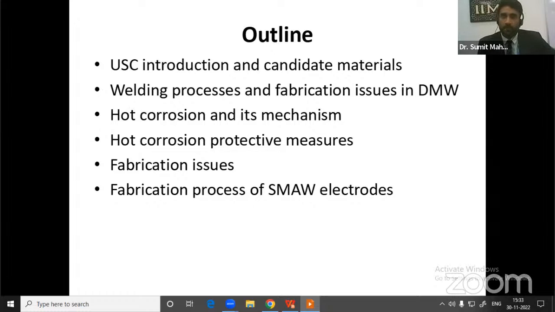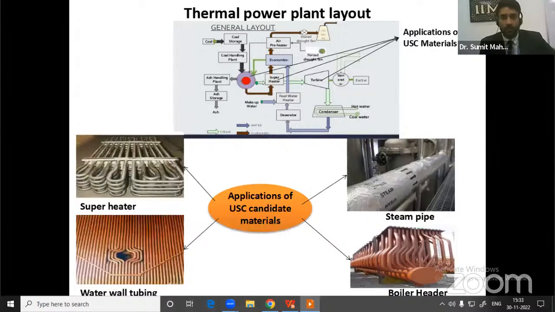After that, there are various issues with the different welding procedures and welding of the metals. So there are fabrications we will discuss, and then the fabrication process of SMAW electrodes. So we'll discuss why we use these electrodes and why these electrodes need to be prepared or developed to weld some kind of fabrications in different power plants.